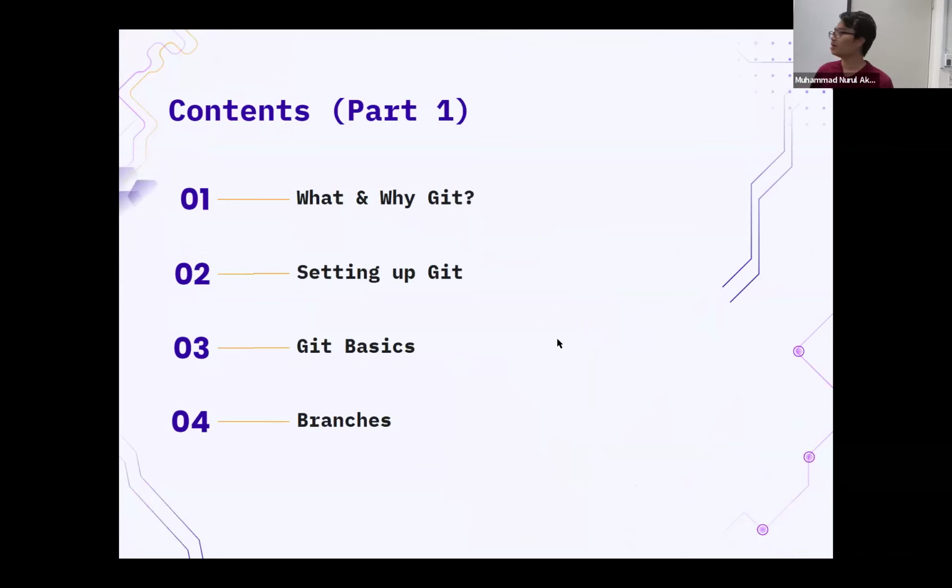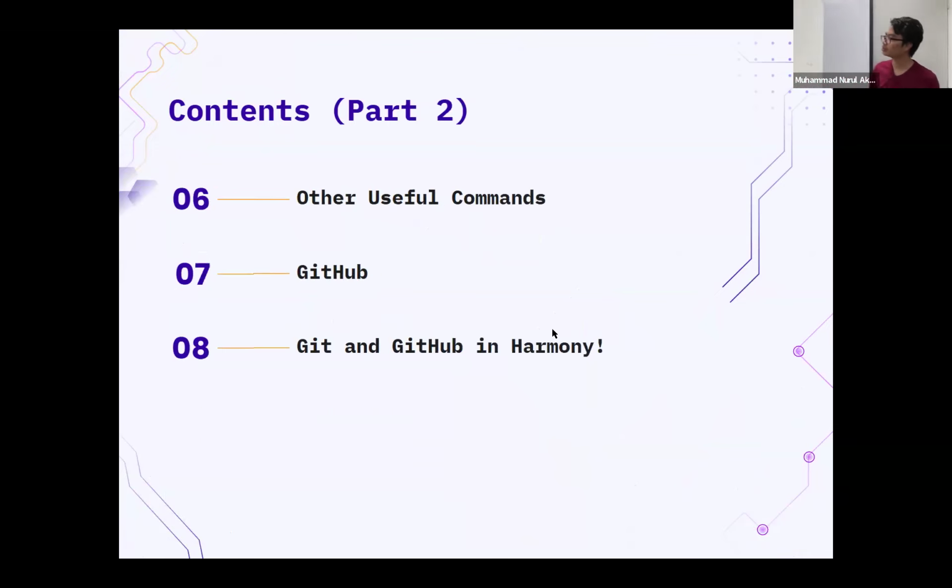So before that, what is the content? We have what and why Git. So what is Git? Why do you use Git? How to set up Git? Some of the basic commands that we have in Git. Branches and merging. Other useful commands that you may use, as well as how to use Git and GitHub and what things you can do in GitHub.